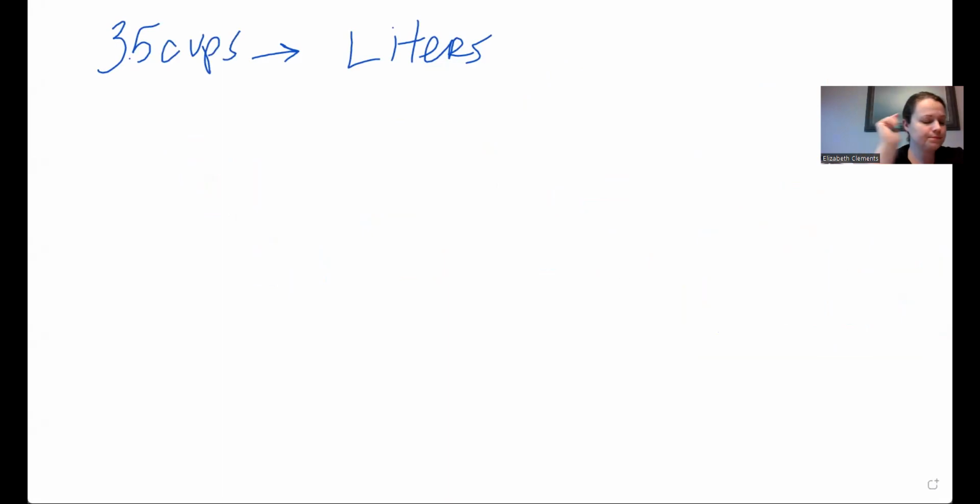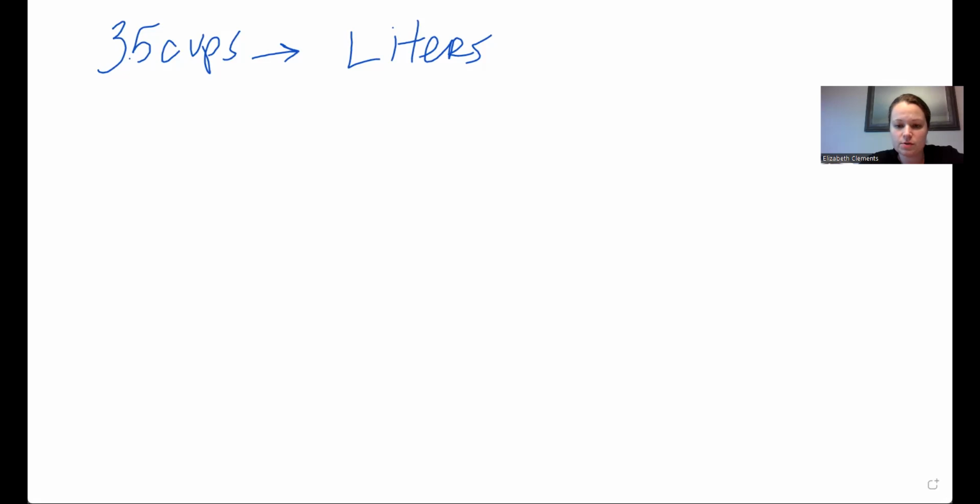All right, so now I'm going to change 35 cups to liters. Sorry, that cups does not look like cups. Okay, 35 cups to liters. So again, these are all different types of measurements. This one is actually going to use quite a bit, so we're going to have to pay attention to what our conversion chart shows.